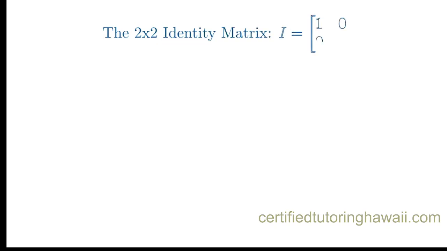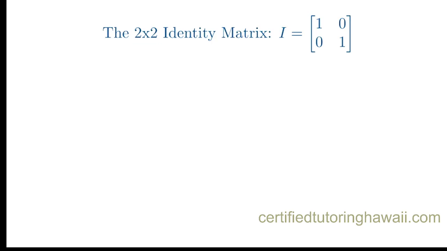First, let's understand what an identity matrix is. You can think of it as the number 1 in matrix form. For a 2 by 2 matrix, the identity matrix, denoted as I, is a square matrix with 1s along the main diagonal, from the top left to the bottom right, and 0s everywhere else. So, the identity matrix I is defined as this specific arrangement of 1s and 0s.